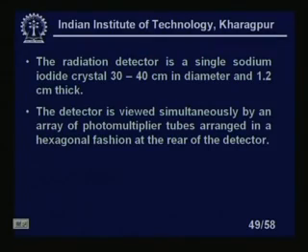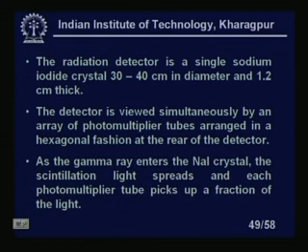The detector is viewed simultaneously by an array of photomultiplier tubes arranged in a hexagonal fashion at the rear of the detector. As the gamma ray enters the sodium iodide crystals, the scintillation light spreads and each photomultiplier tube picks up a fraction of this light, right. Clear? So, where the gamma ray enters?